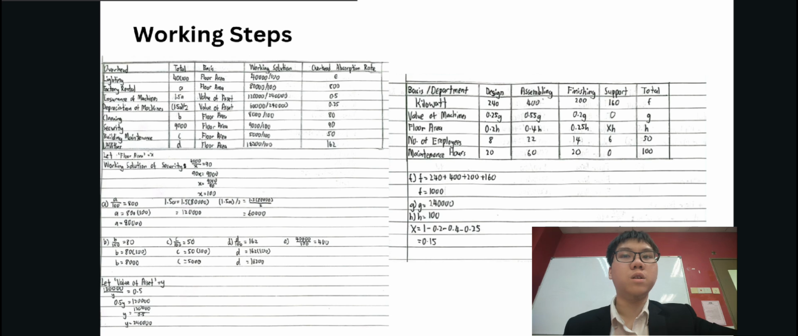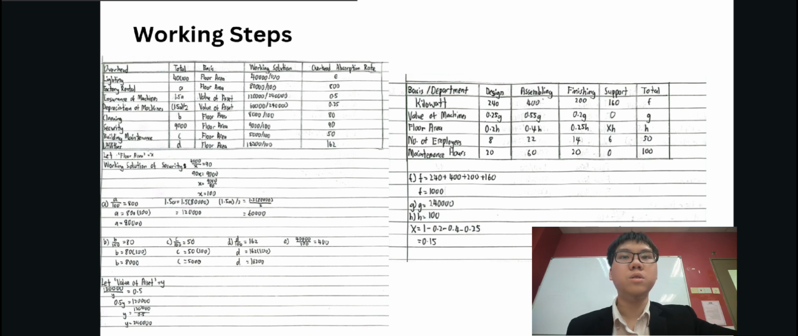So we move to question F. Basically, we just straight away sum up the design, assembling, finishing, and support department together. Which is 240 plus 400 plus 200 plus 160, which we get 1000. So F equals 1000. And then G is the value of machine. That is the same as the value of asset that we used before. So G is equal to 240,000.